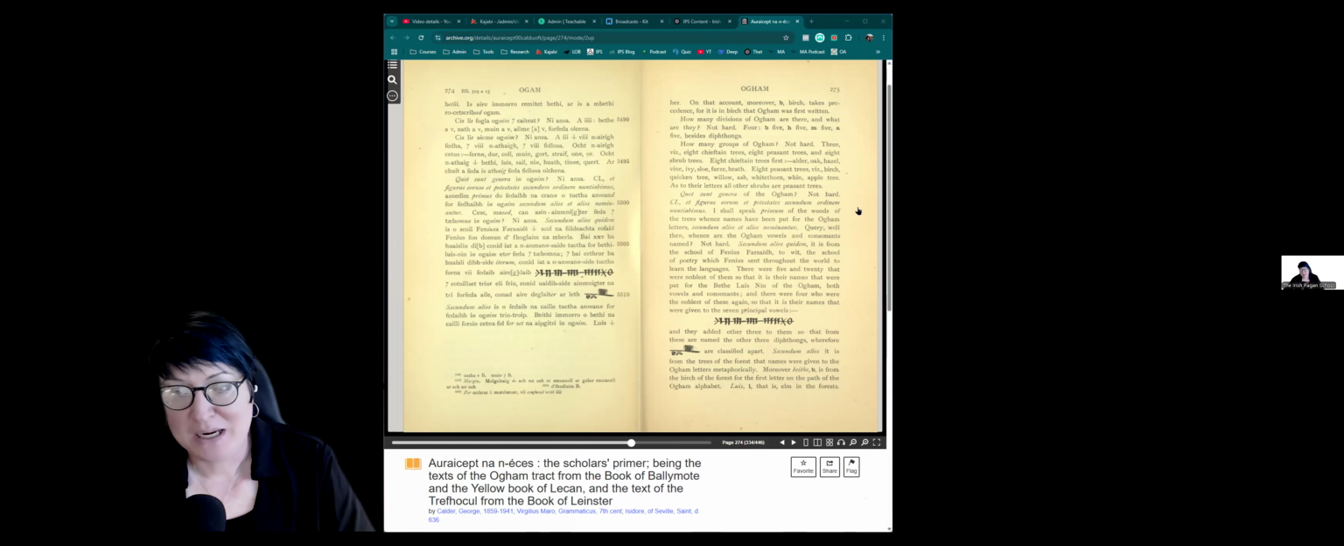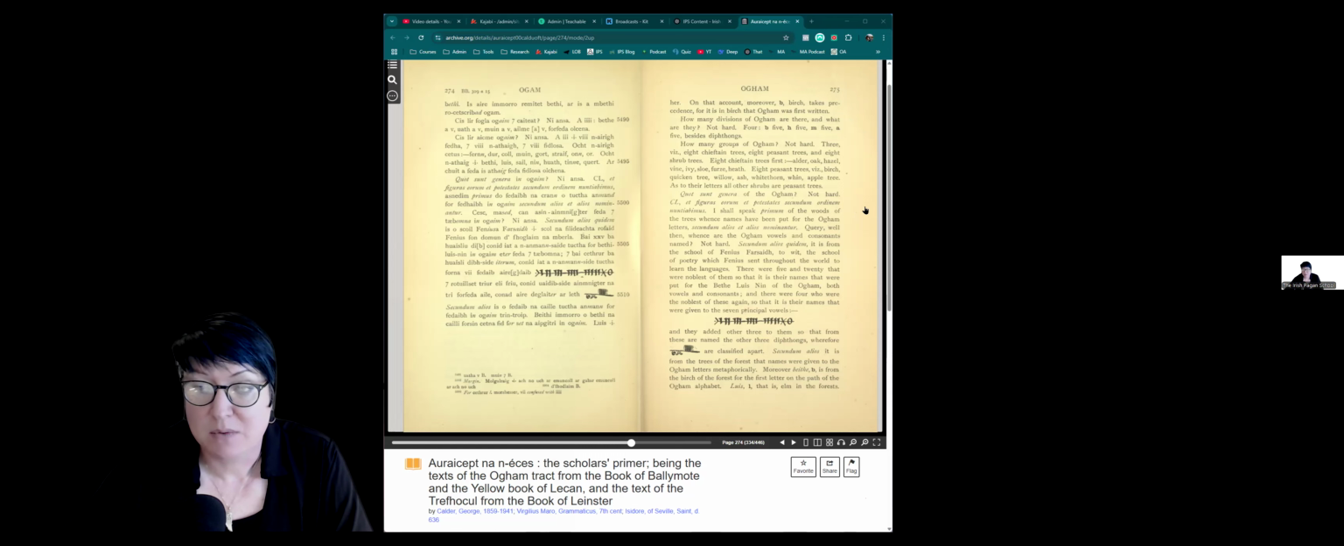So how many groups of Ogham? Not hard. 3, viz. 8 chieftain trees, 8 peasant trees, and 8 shrub trees. Now, these are the divisions of the wood, in the Auraicept, and this is repeated in another text, one of the Brehon law texts or manuscripts, I can't remember which.